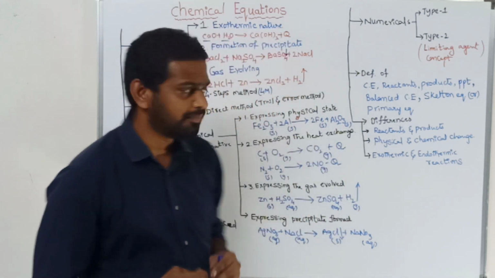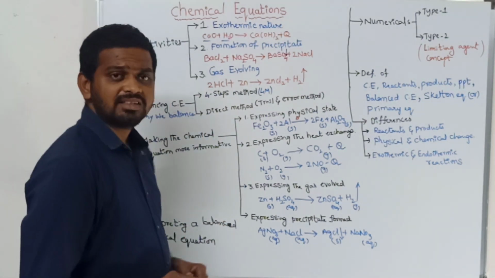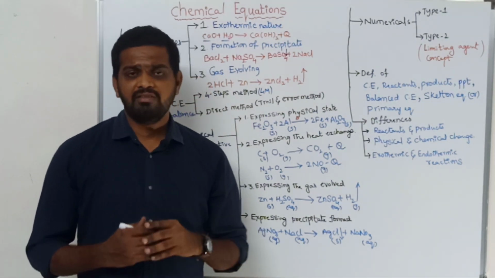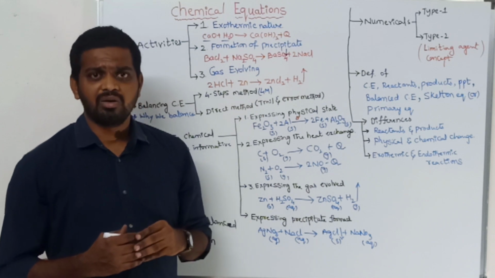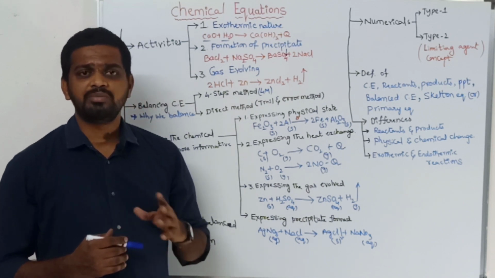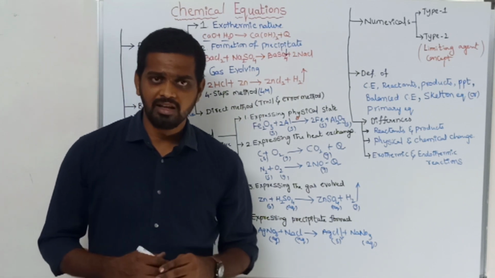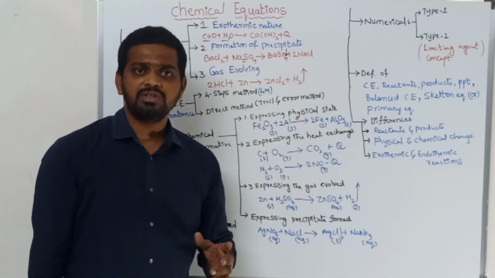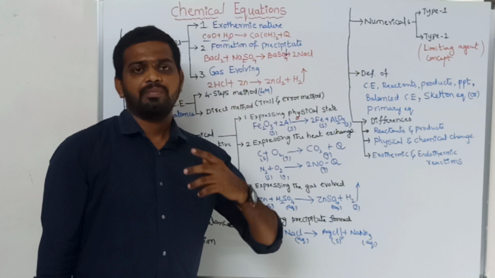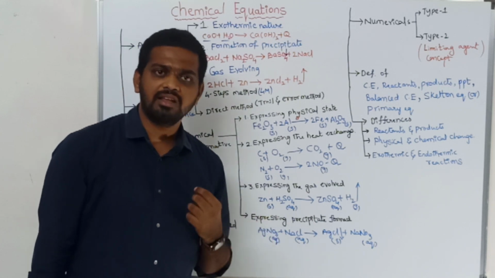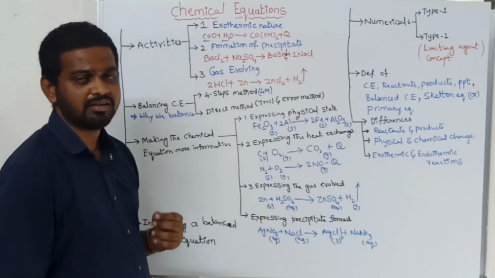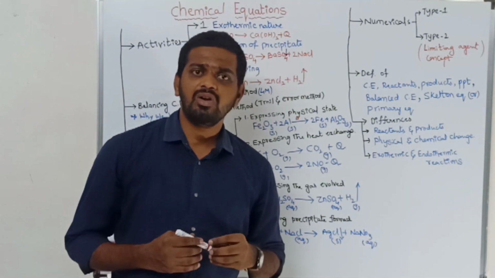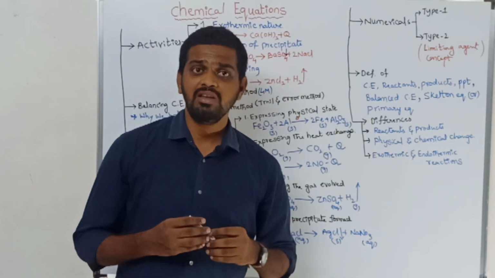Is it clear, children? So in this lesson we have 3 activities. We are doing these activities to observe the changes in the chemical reaction. Coming to activity 1, we are going to observe the heat evolved in the chemical reaction. Is it clear, children?